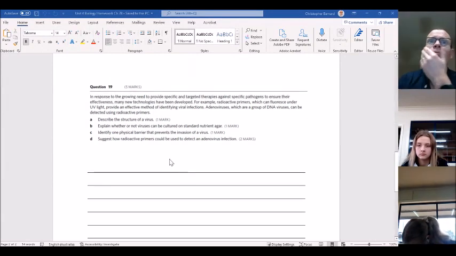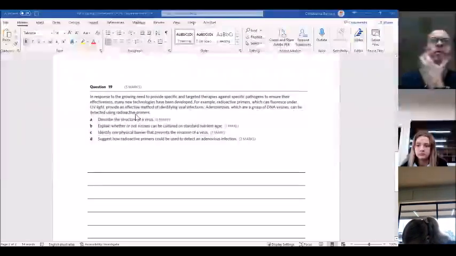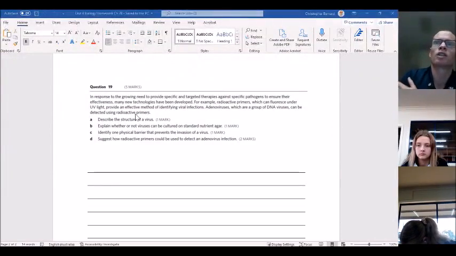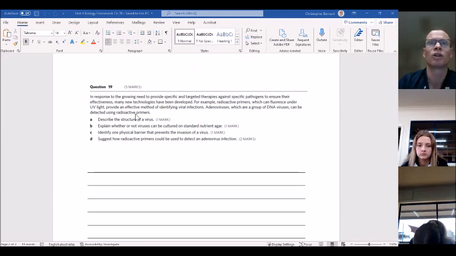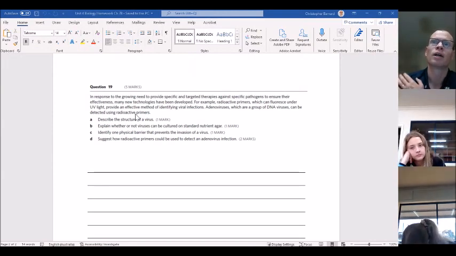Thank you. All right, so question 19. In response to the growing need to provide specific and targeted therapies against specific pathogens to ensure their effectiveness, many new technologies are being developed. For example, radioactive primers which can fluoresce under UV light provide an effective method of identifying viral infections. Adenoviruses, which are a group of DNA viruses, can be detected using radioactive primers.